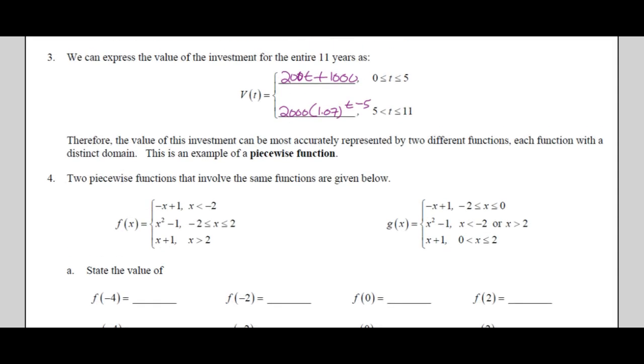There's a bit more accuracy. So the value can be represented by two different functions, each function with a distinct domain. Okay, that's the key, distinct domain. This is an example of a piecewise function.